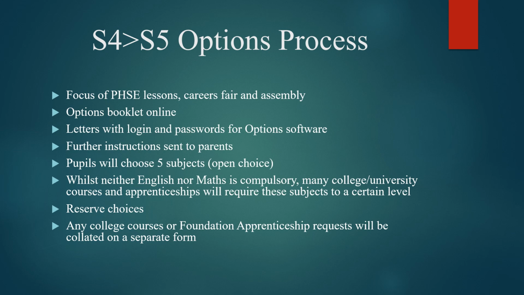So you will make 5 choices from a list of about 30 odd subjects that will be on offer. You will also have to make reserve choices because getting your first five choices is not always guaranteed. Now, separate to this, we'll also get pupils to fill in a form for any college courses or foundation apprenticeships that you might be interested in, and they'll be taken separately to the options online form.